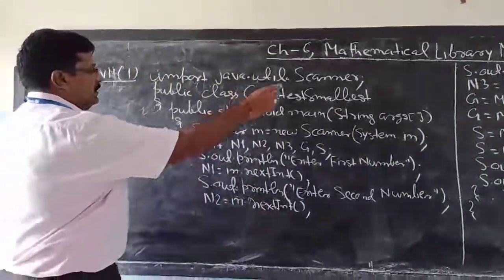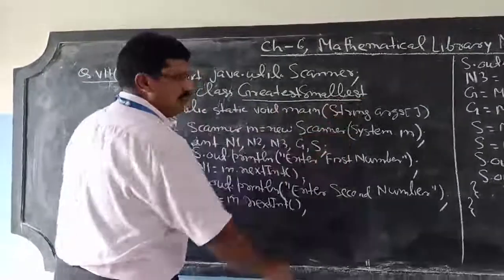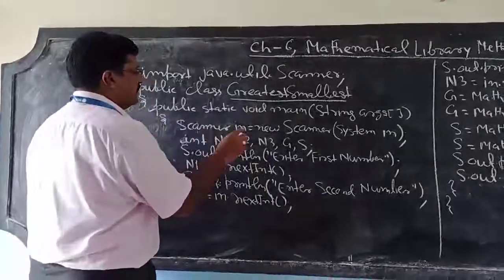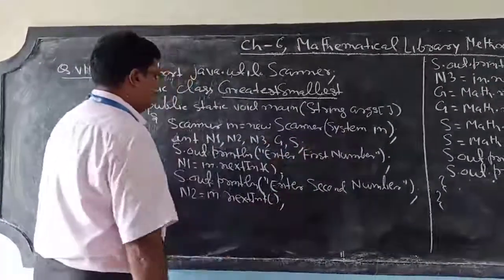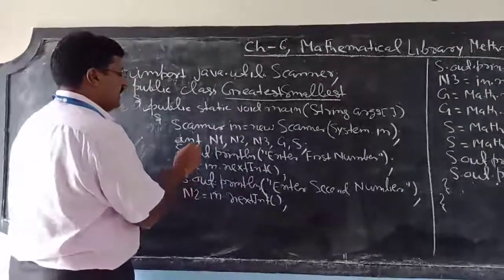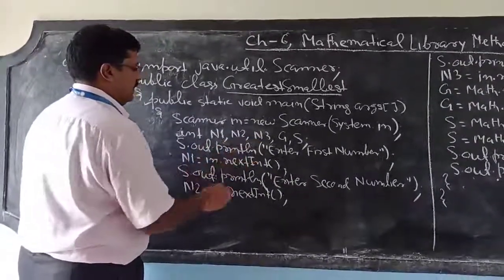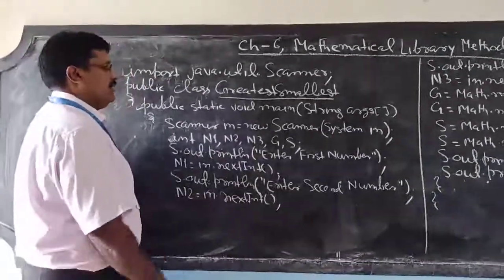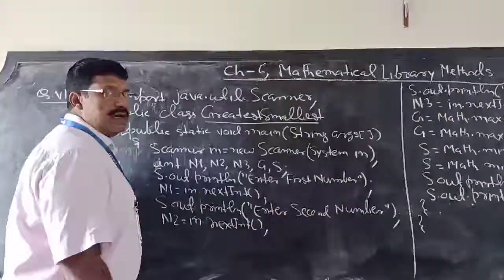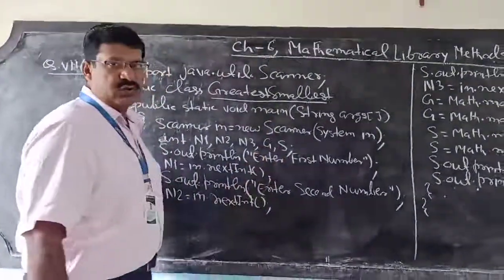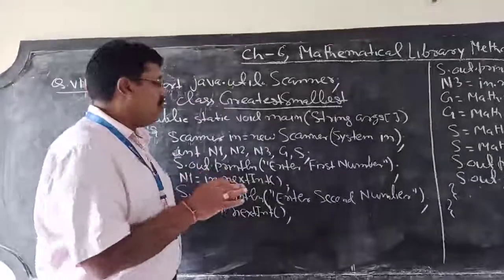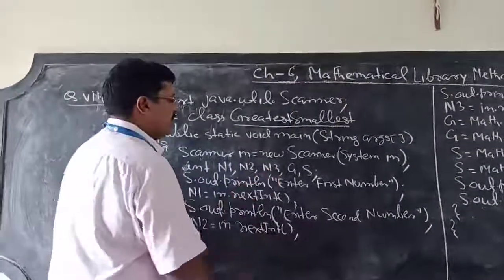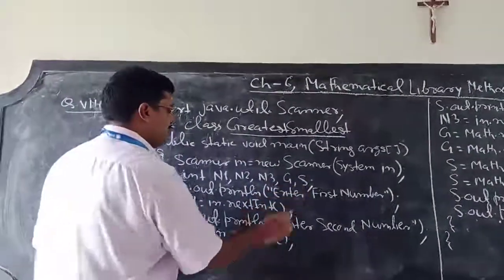So, import java.util, public class GreatestSmallest, the class name. Then the method line, declaring the Scanner class: Scanner in = new Scanner(System.in). Declaration of variables: int n1, n2, n3. n1 for the first number, n2 for the second number, n3 for the third number. G to store the greatest number, S to store the smallest number. So we have declared 5 variables.